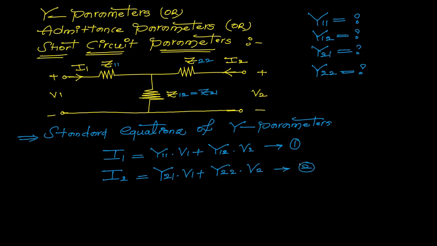Now we know that in order to find all these parameters, Y11, Y12, Y21, Y22, what we need to do is: one time we short circuit port 1, and then you will get two parameters. The second time we short circuit port 2, and then you will get another two parameters. So for that, we consider case number 1.